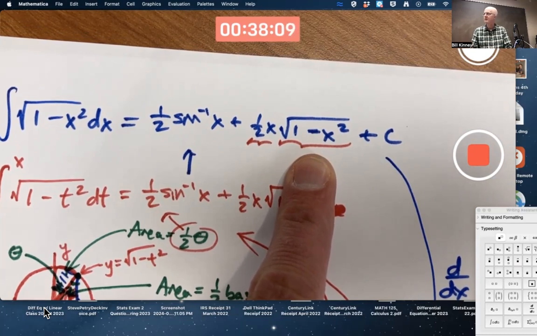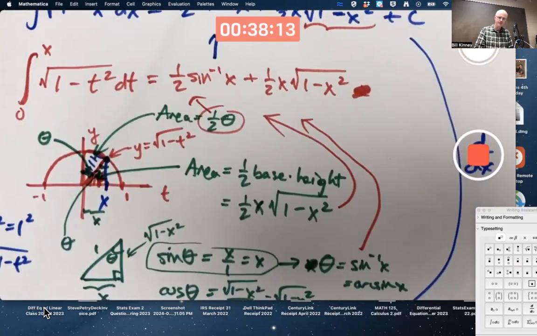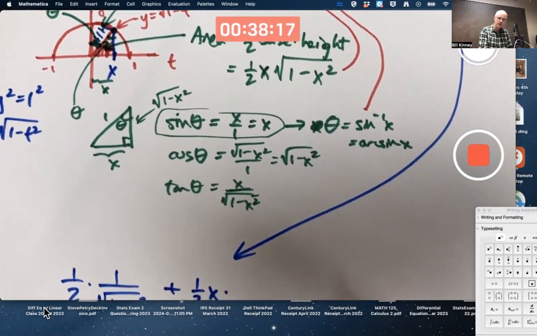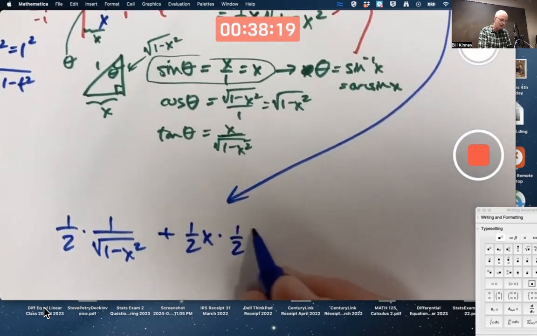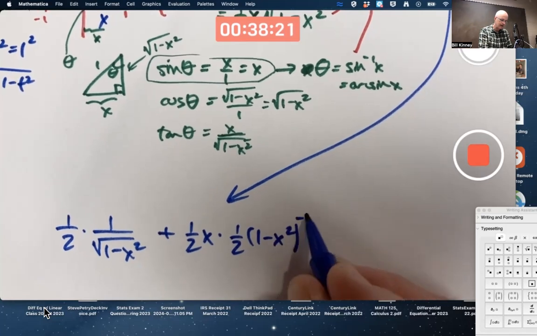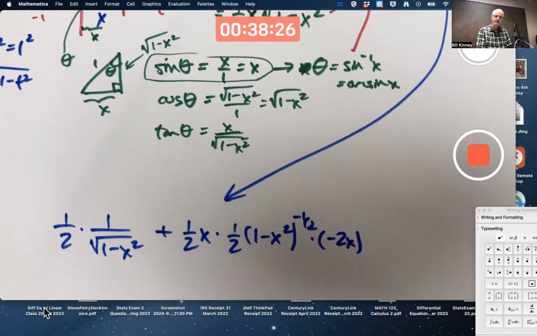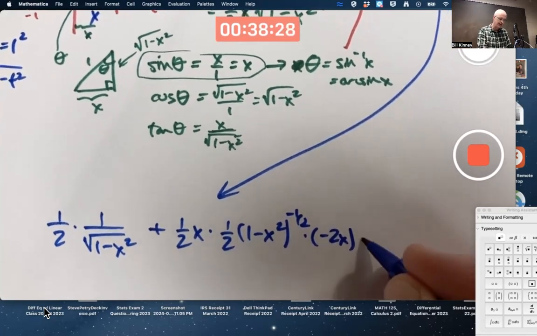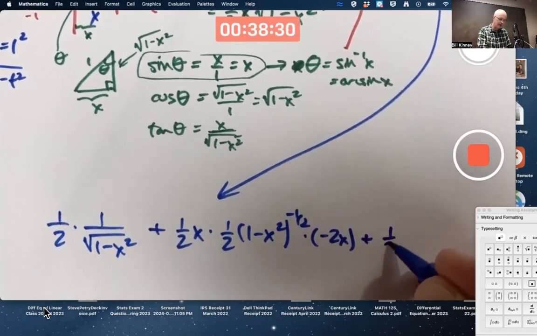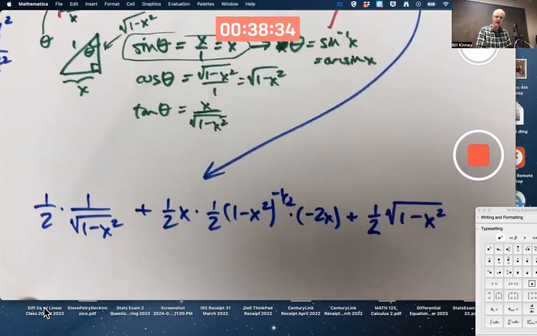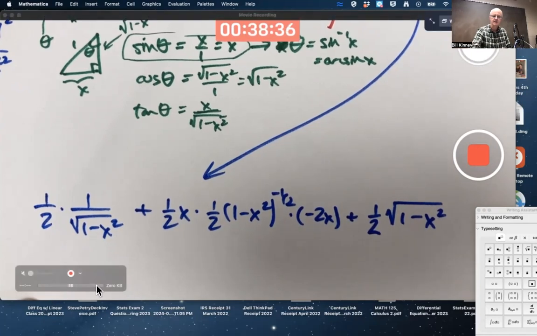Square root of 1 minus x squared is 1 minus x squared to the 1/2 power. I need the chain rule again. Left, d right, 1/2, 1 minus x squared to the -1/2. Chain rule gives me an extra -2x. Plus right d left, the derivative of 1/2 x is 1/2. There's right d left, and then the derivative of c is 0.